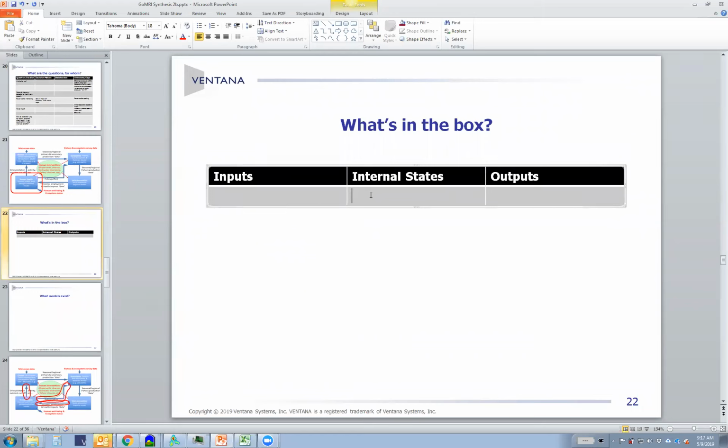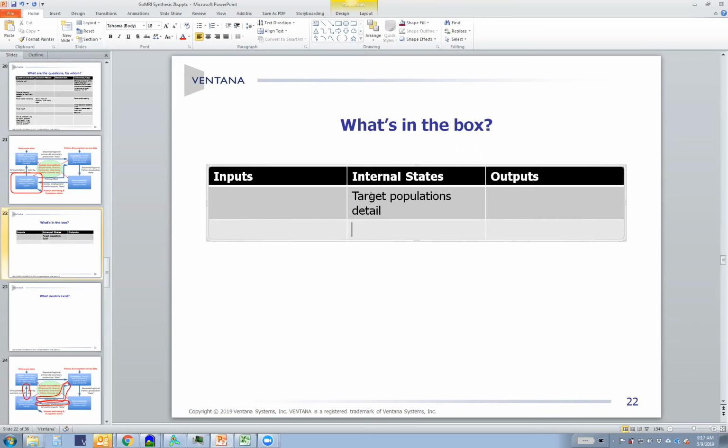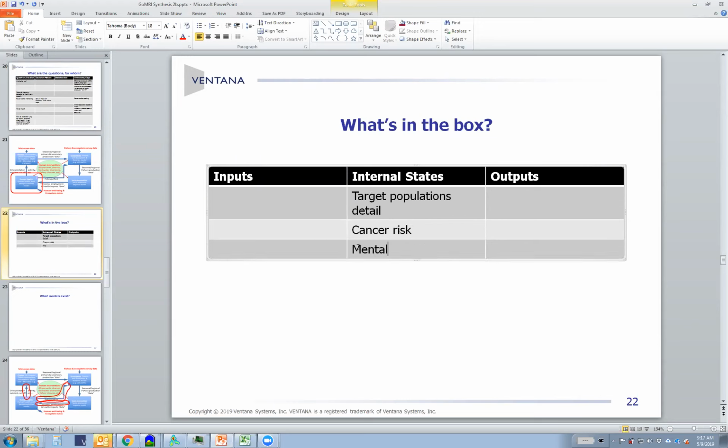So there's the internal state of the target populations. Actually, one thing that's in the box essentially is detail about who are the target populations, who specifically is at risk, and how demographic attributes influence that. But then what are other things that we're interested in? The cancer risk came up. Mental health status is another. All non-cancer outcomes are important too.